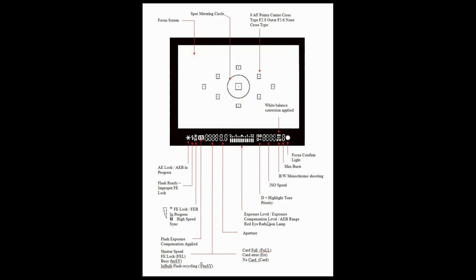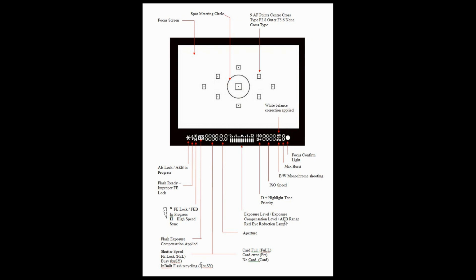Now it will also let you know if you have red eye reduction lamp on, and that's a little lamp on the side of the camera which will just make the pupil dilate and go a little bit smaller to reduce red eye when you're using the on-camera flash, because the flash on camera or built into it is on axis, and that's where you get red eye.